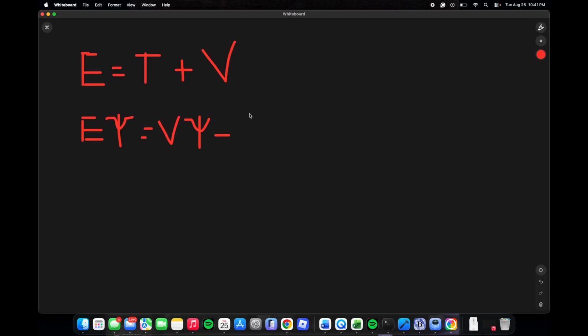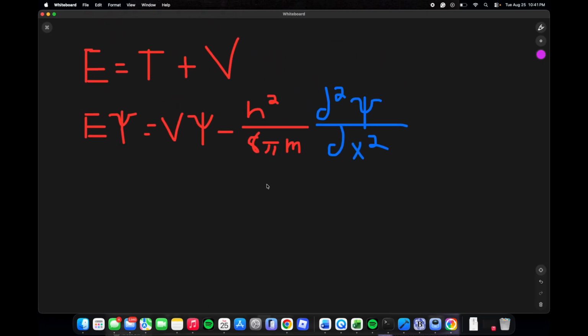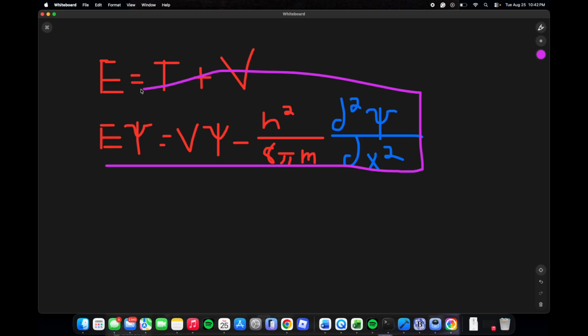And then it's going to be minus this constant, h squared over 8 pi, or I guess not really a constant because the mass of your particle could change, I suppose. The m is equal to mass here, and then times the second order derivative, which I'll denote in a different color, the second order derivative of the wave function with respect to x, where x is a position. So this is a one-dimensional idea, and let's take the following example to express what this is trying to say.